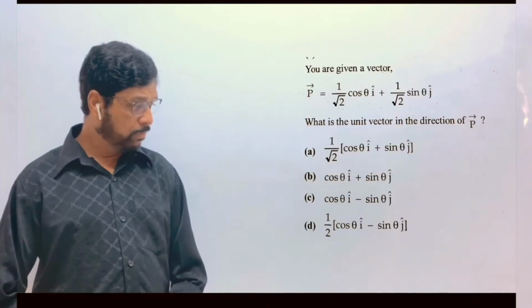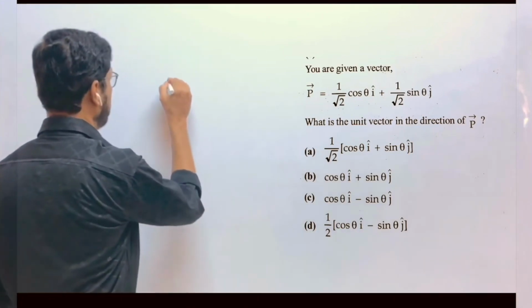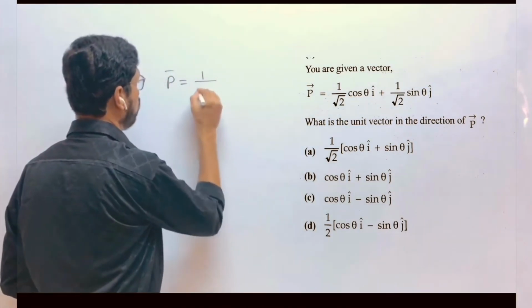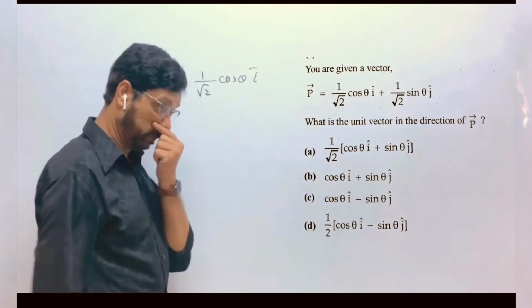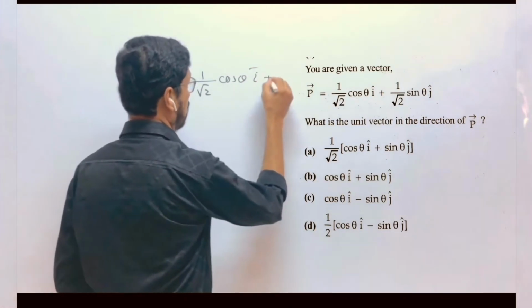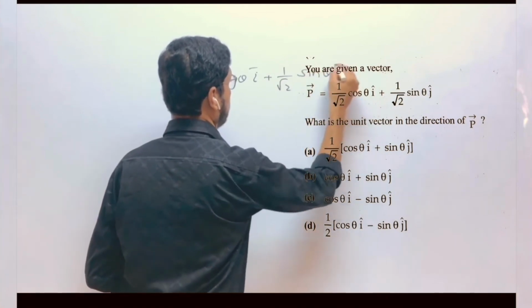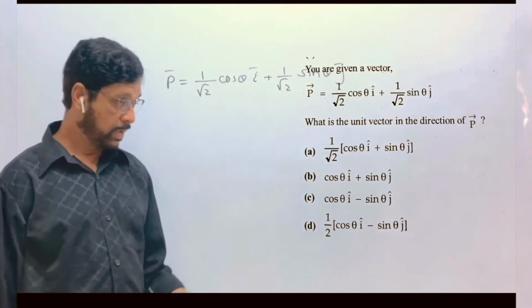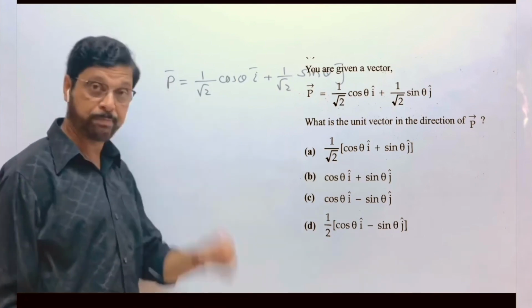First question, you are given a vector P. Vector P is given to be 1 by root 2 cos theta i plus 1 by root 2 sin theta j. This is the given vector. What is the unit vector in the direction of vector P?